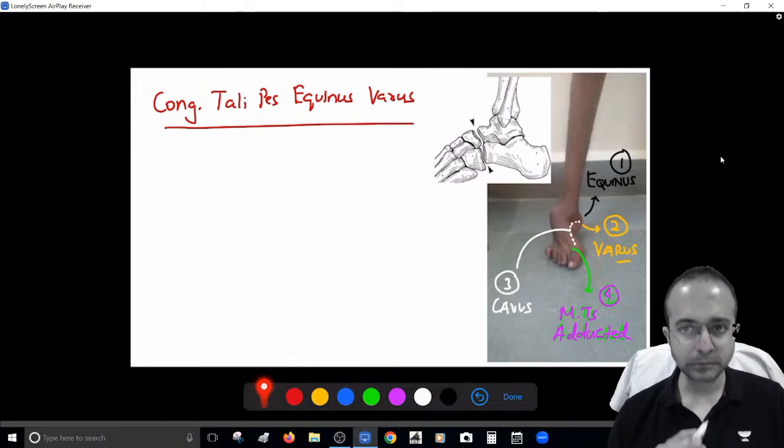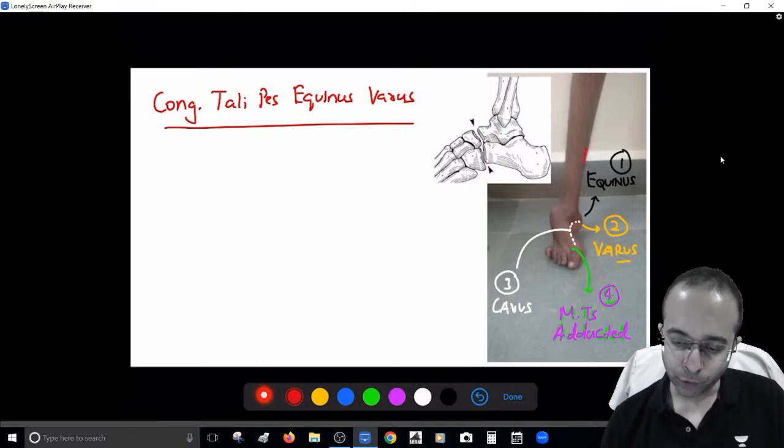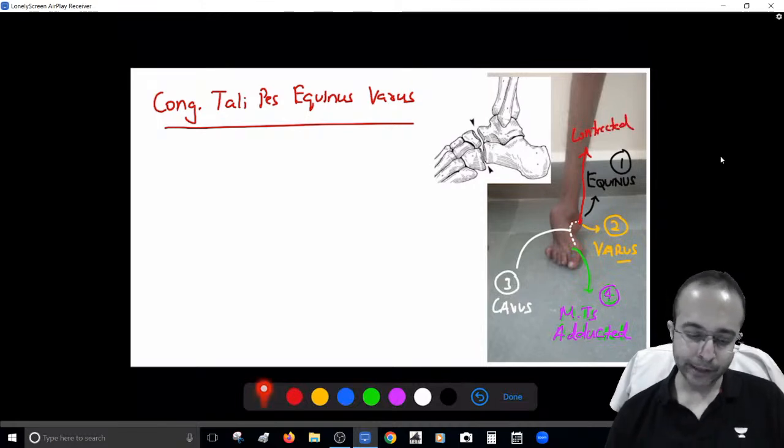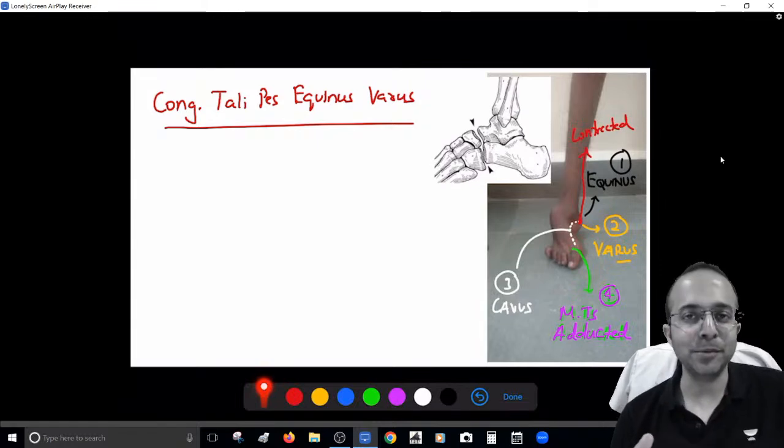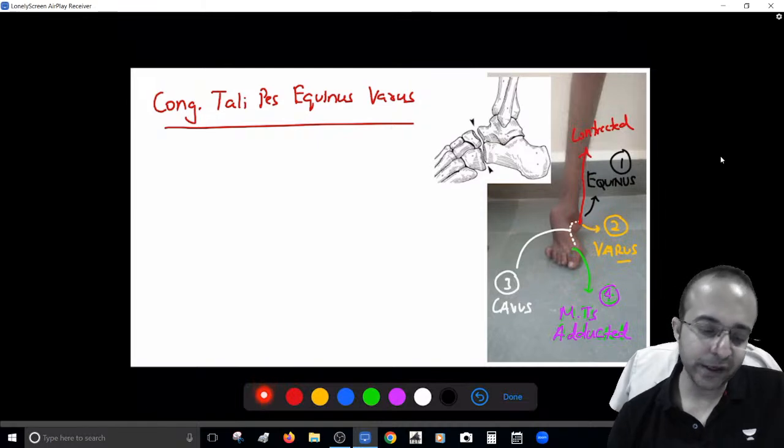This is CTV. The basic problem in CTV is that on the posterior medial side of the foot, these soft tissues are contracted, and these contracted tissues are pulling the foot medially. That is the basic problem in CTV. If you understand the basic problem in CTV, it's very easy to understand the treatment.